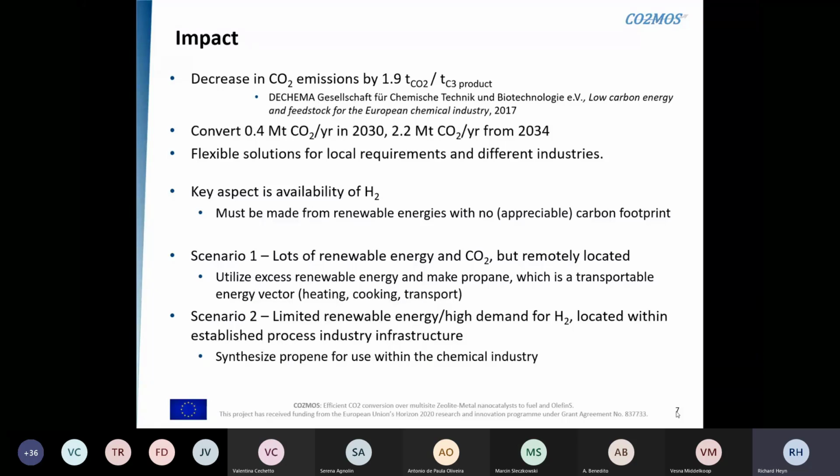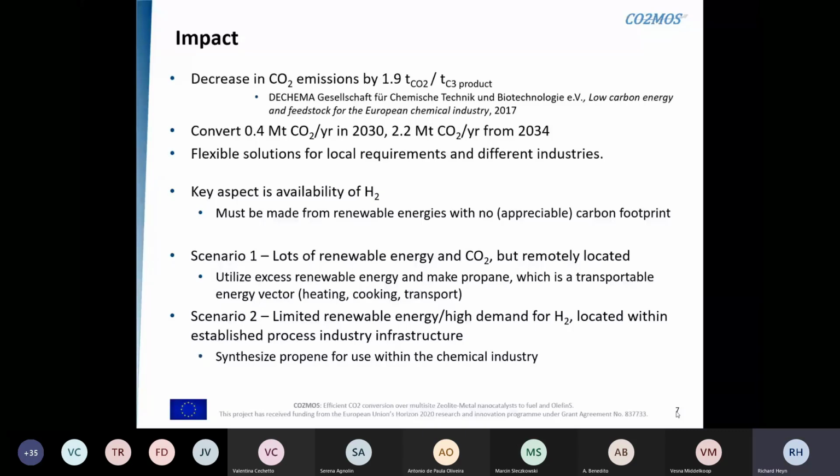And as I indicated, we want to have flexible solutions that meet the local requirements in the different industries where you could implement this technology. One of the key aspects of this is the availability of hydrogen. As has been emphasized a number of times, this hydrogen has to come from renewable energies, which have no appreciable carbon footprint. Otherwise, you will not be able to achieve these decreases in CO2 emissions, as I indicated a minute ago.